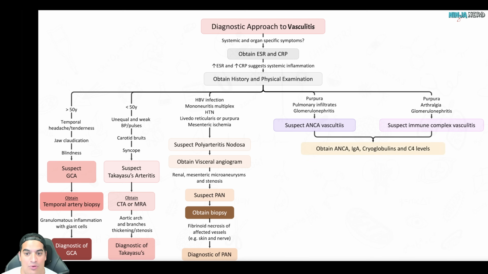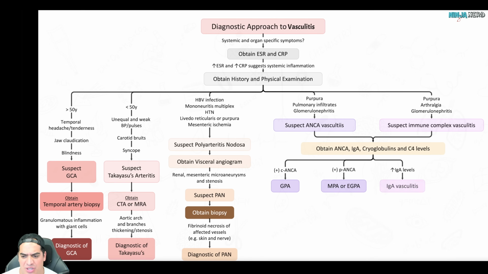I should get an ANCA level, an IgA level, a cryoglobulin level, and a C4 level. Now here's why. If I get the ANCAs, I'll tell if it's C ANCA or P ANCA. If it's C ANCA, it's GPA. If it's P ANCA, it's EGPA or MPA, and I have to look at their clinical features. If IgA levels are elevated, it's IgA vasculitis. And if the cryoglobulins come back positive and the C4 levels, remember I told you the difference between the two? If C4 is low, that suggests cryoglobulinemic vasculitis.